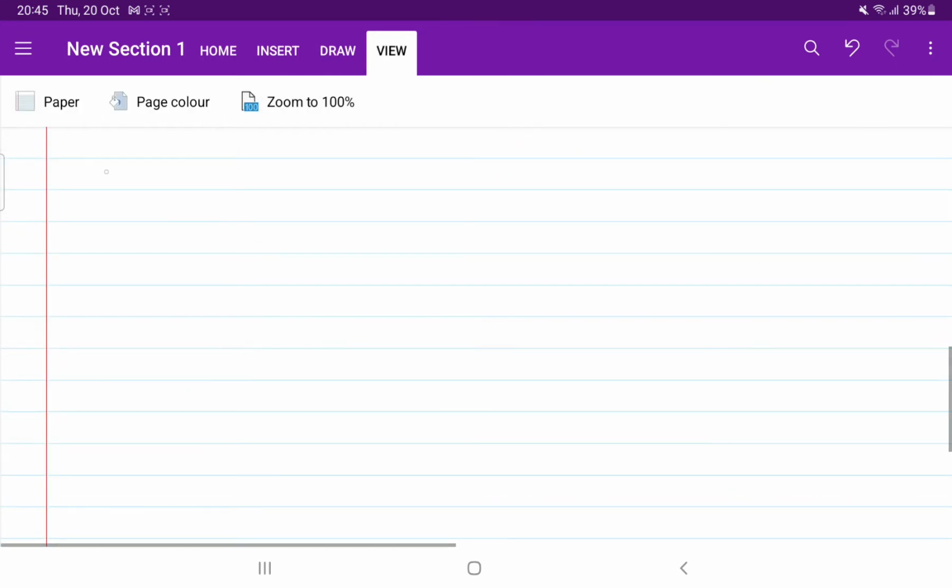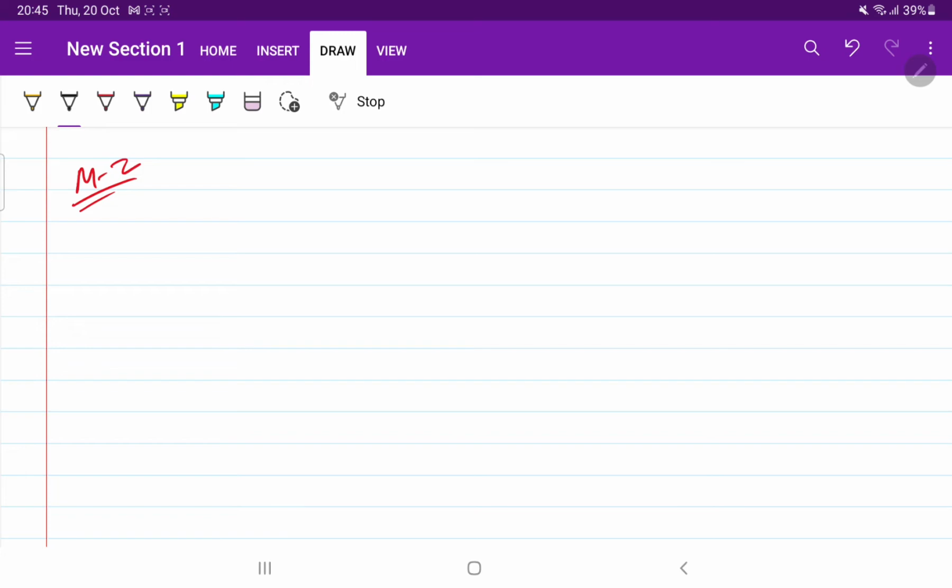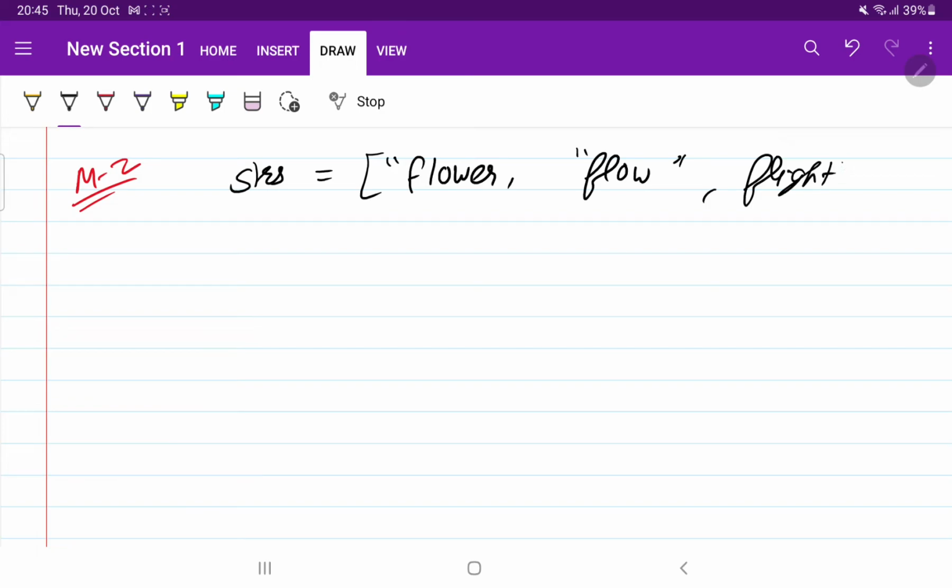Now let us optimize the solution. So optimizing is nothing, just seeing the problem in a different way. Okay, so what we are going to do, suppose strs is given like this: flower, flow and flight. Okay, so this is given to us.